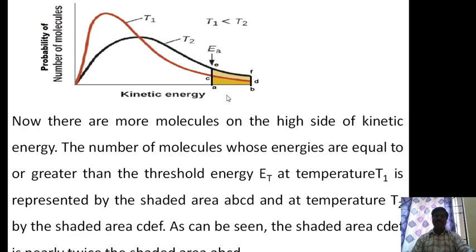As the temperature increases to T2, with a 10 degree rise in temperature, this area will again double. Double means the probability of finding the molecules with sufficient energy will almost double. Therefore, the rate of the reaction also doubles. The shaded area A, B, E, F concerns the T2 temperature, because with a 10 degree rise in temperature, the number of such molecules almost doubles, and therefore the rate of the reaction will almost double.